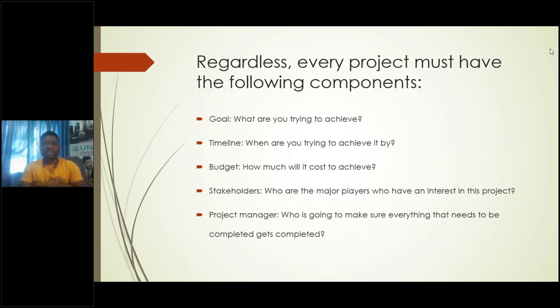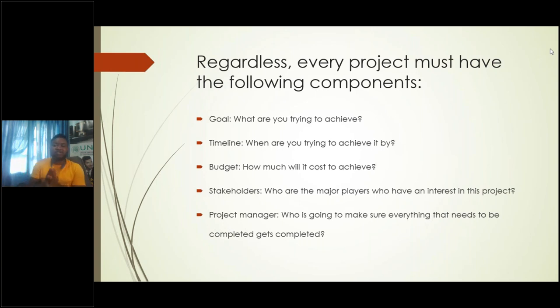Number two, there must be a timeline. When are you trying to achieve it by? What's the duration of the project? Is it a 2 months project, a 1 week project, a 1 year project? There must be a timeline. Number three, there must be a budget. How much will it cost you to achieve it? 10 million naira, 1,000 naira, 100 million, 10 billion, depending on the complexity of the project.